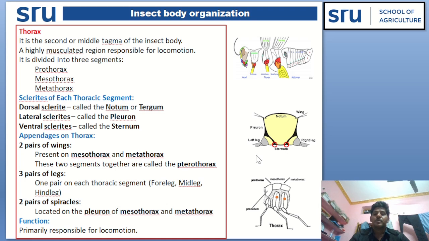There are two pairs of spiracles also: in the mesothorax one pair and in the metathorax another pair. Spiracles are the respiratory openings present on the lateral side of the insect body. They are particularly located on the pleural sclerite of the mesothorax and metathorax. Function of the thorax: it is primarily responsible for locomotion due to the presence of wings as well as three pairs of legs.